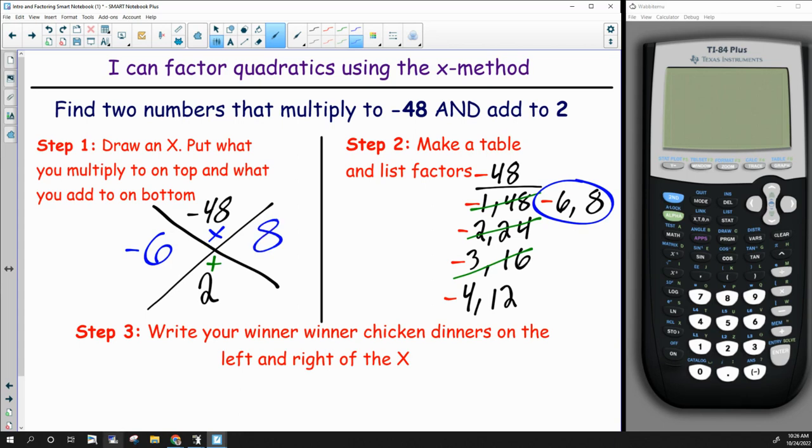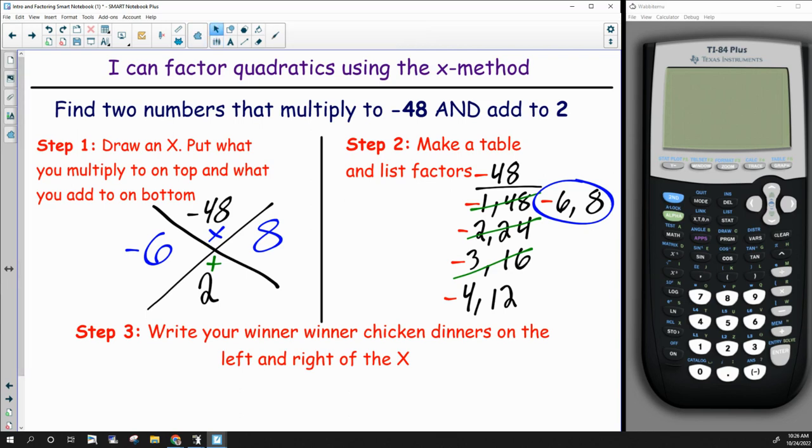That's it. That's your little factor puzzle. That's all there is to it. Negative 6 and 8 multiply together to give us negative 48. But when you add these together, negative 6 plus 8, you get 2. Those are our winners. The only pair that works.